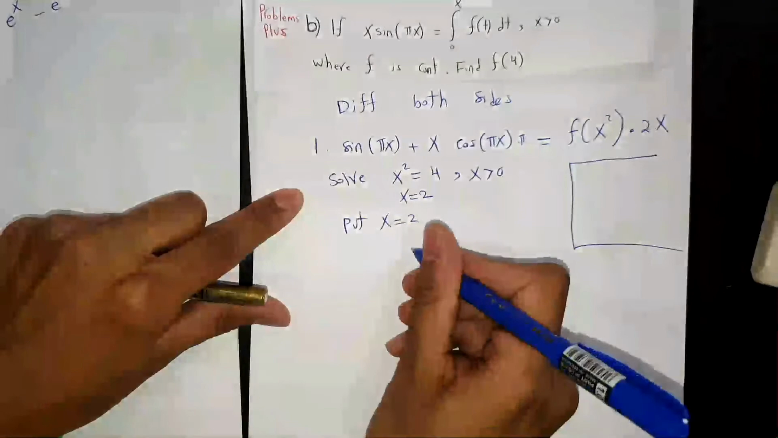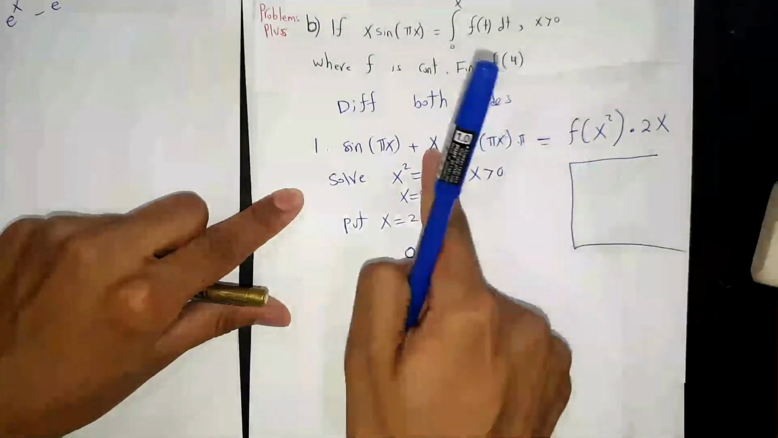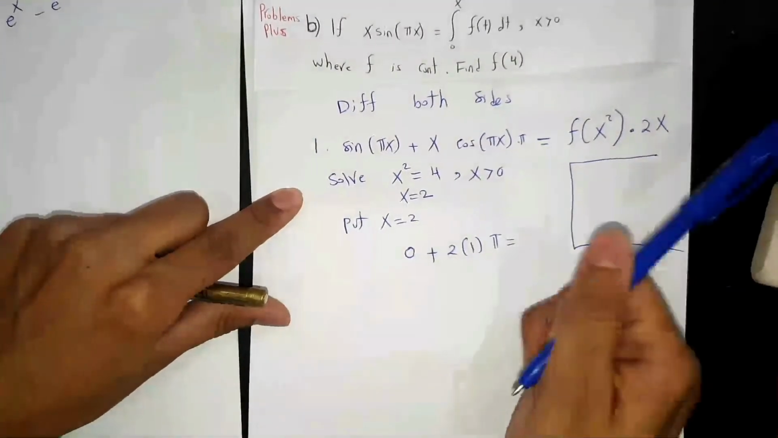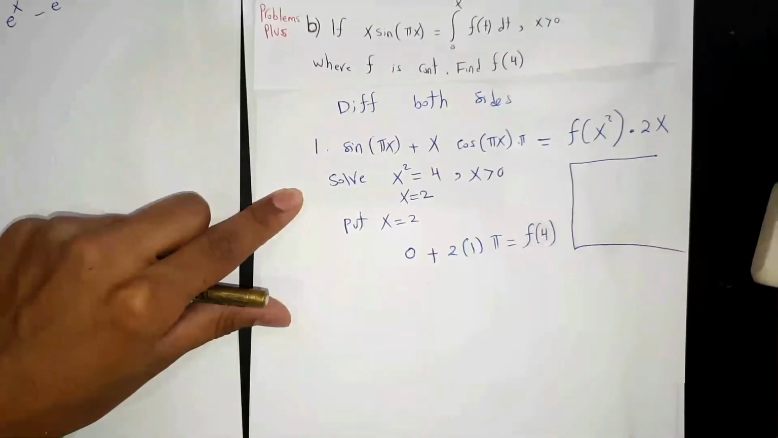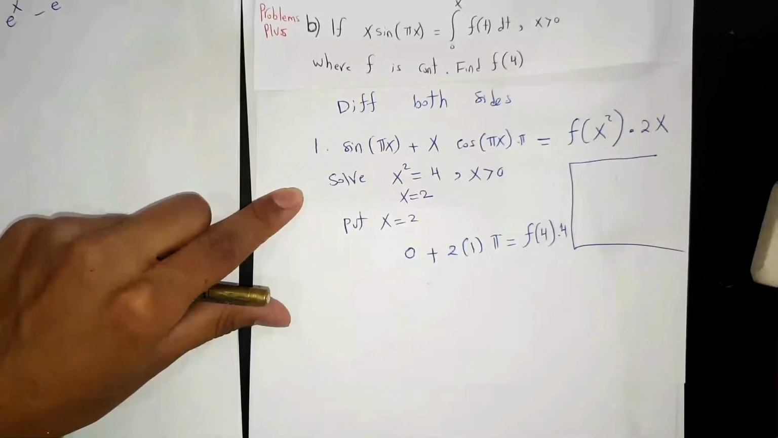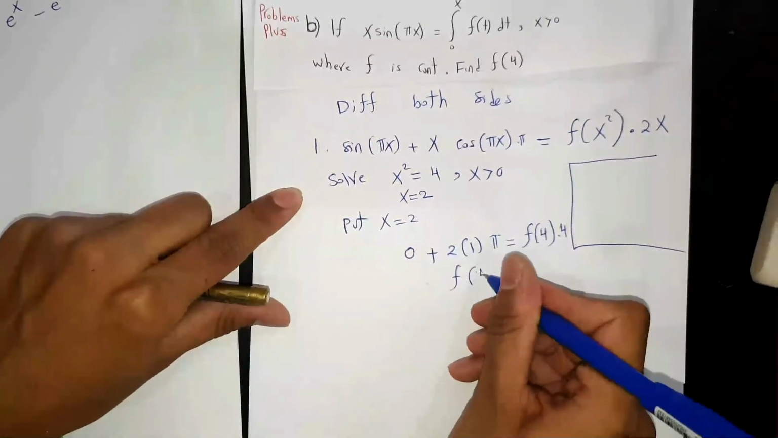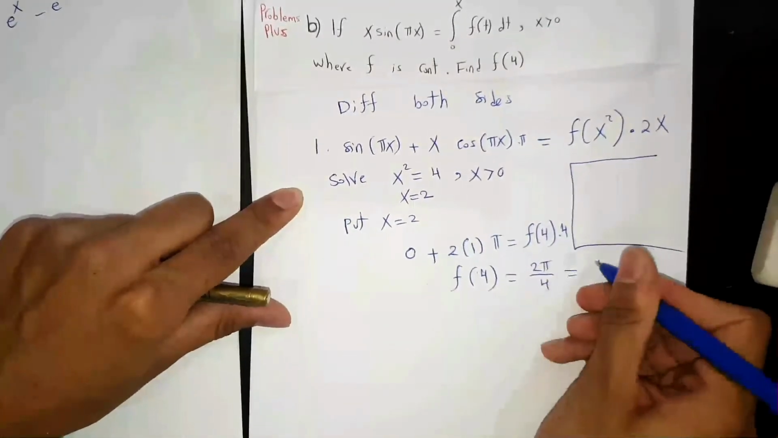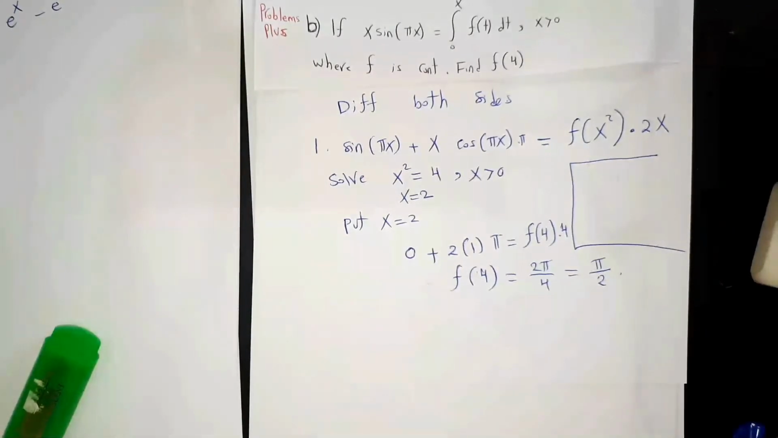Sine 2 pi will be what? Will be 0. Cosine 2 pi will be what? Will be 1. And this is 2, so you will have 2 times 1 times pi equal, put 2 here, you will get f of 4 times 2 times 2, that is what? Times 2 will be 4. So what is the answer? It will be f of 4 equal 2 pi over 4, and this is simple, pi over 2. So this is the answer for this exercise.